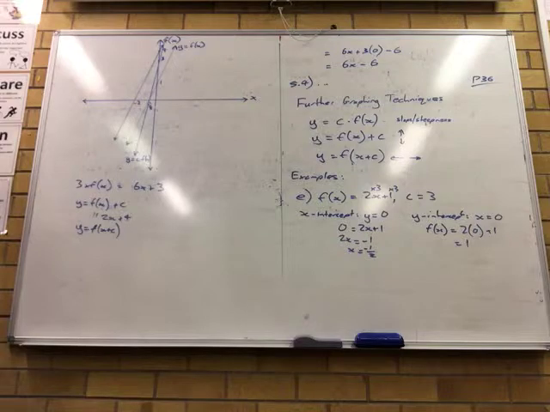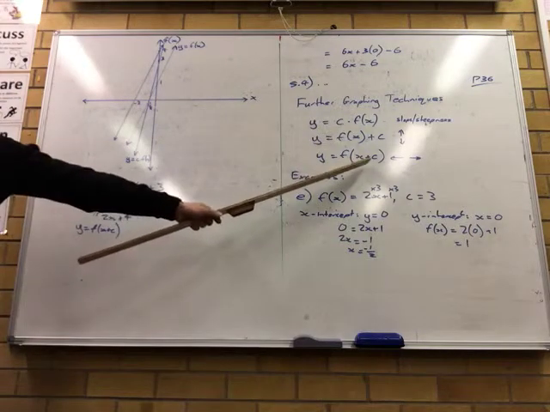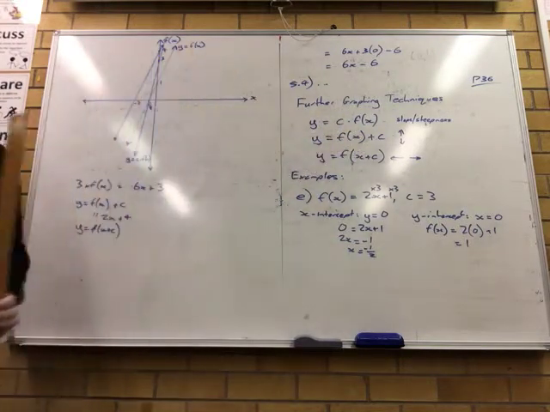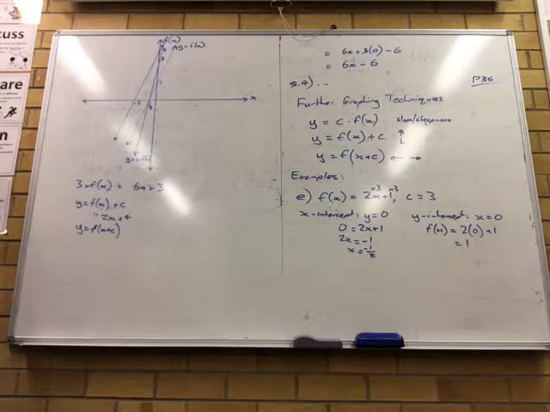Last one. When you're adding a constant inside the original function, so instead of just having f of x, you have f of x plus c, your result will be a horizontal translation, which will change both the x and y intercepts.